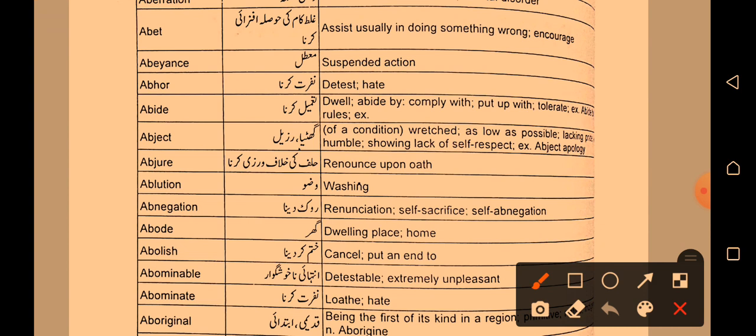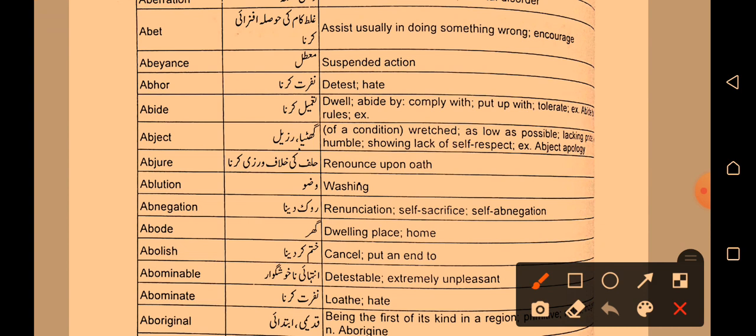Abjure means to renounce upon oath. Whenever a person is taking an oath, for example, the person who renounces, the person who abjures, does so because he doesn't want to, due to certain situations. In that condition we can use abjure, meaning renounce upon oath.